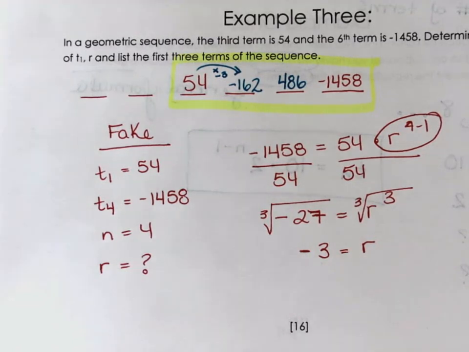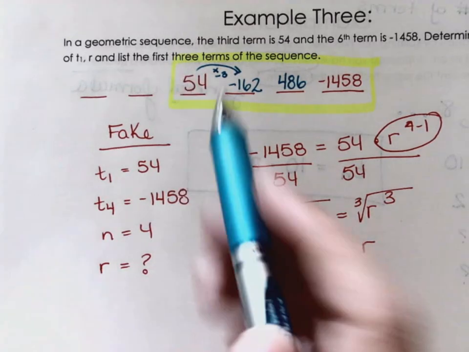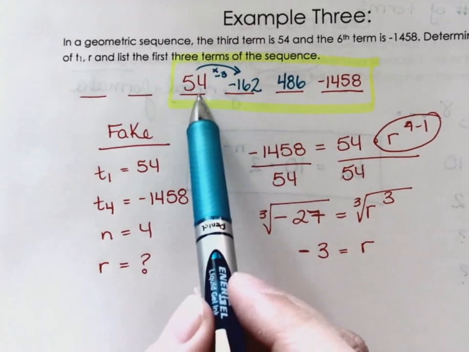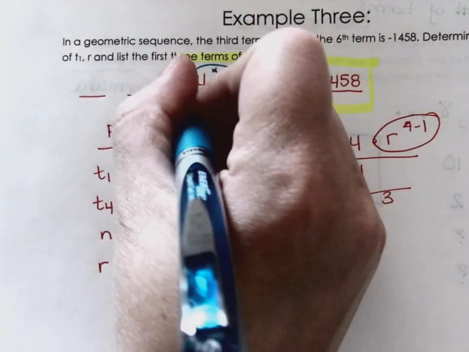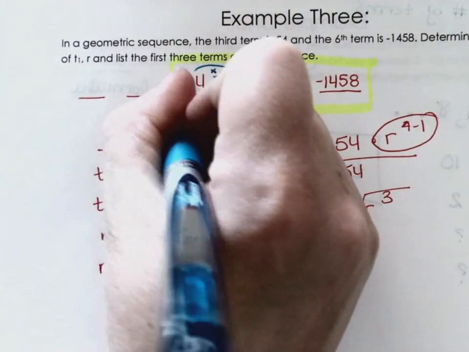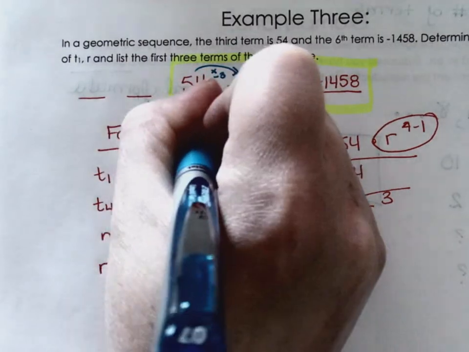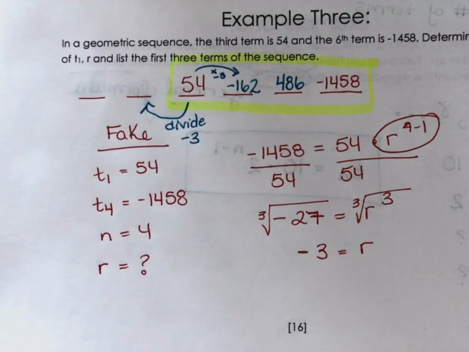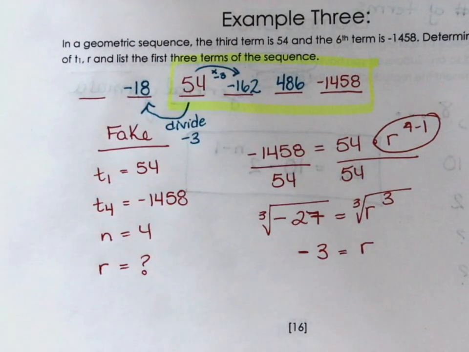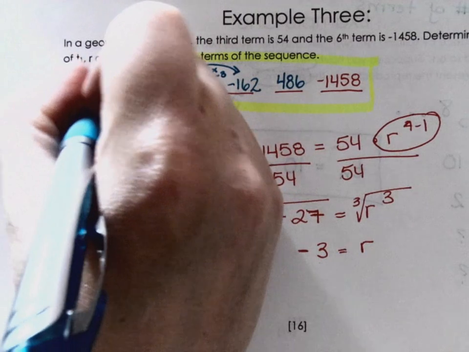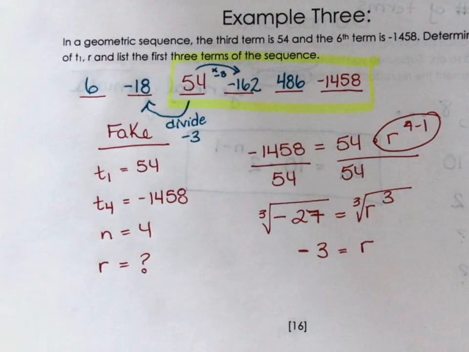But the question didn't ask me for the fourth and fifth term. It asked me for term 1, term 2, term 3. So if going forward is multiplying, to go backwards, what am I doing? Dividing. So if I have to go backwards here, I'm going to divide by negative 3. So 54 divided by a negative 3 is a negative 18. And oh, I can do that one in my head. I'm going to get a positive 6.